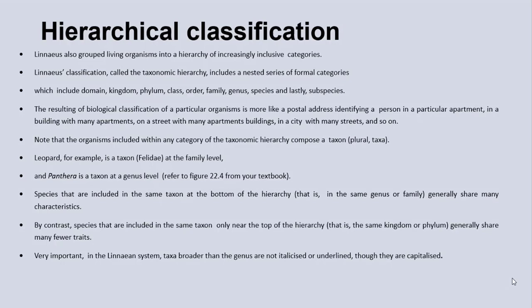And you will also see on the notes where we send you, in figure 22, where it shows the taxon at the genus level, Panthera. The species that are included in the same taxon at the bottom of the hierarchy generally share many characteristics. By that they mean the characteristics are similar, more closely shared among the species included in the same taxon at the bottom of the hierarchy.